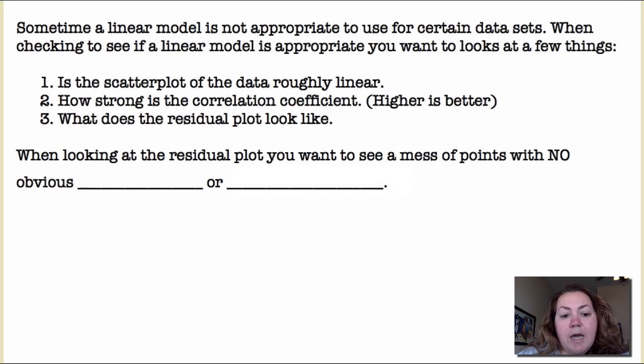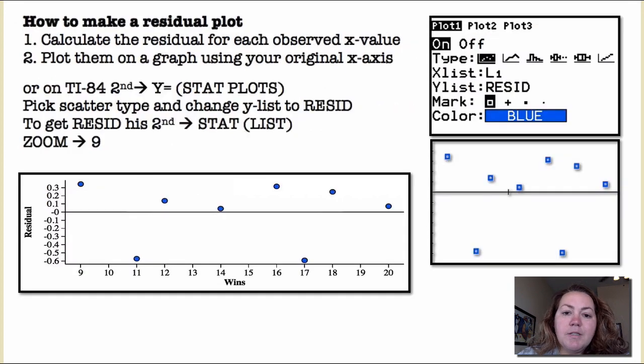One, is the scatter plot of the data roughly linear? So when you make your scatter plot with your XY data, does it roughly look like it's going in a linear pattern? Two, how strong is the correlation coefficient? Remember, that's R. And the higher, the better. You want it to be as close to 1 or -1 as possible. And then, what does the residual plot look like? So when looking at the residual plot, you want to see a mess of points with no obvious curve or pattern.